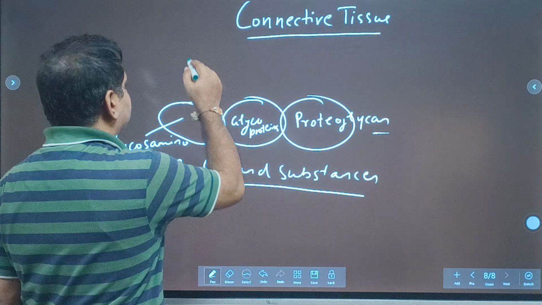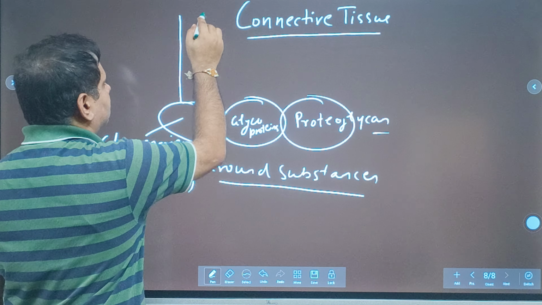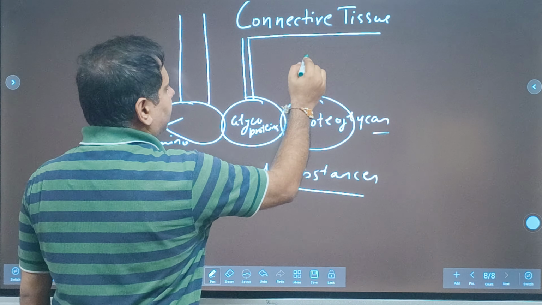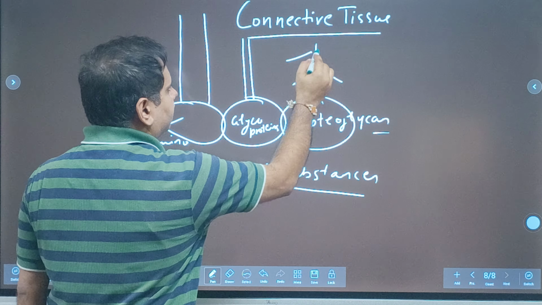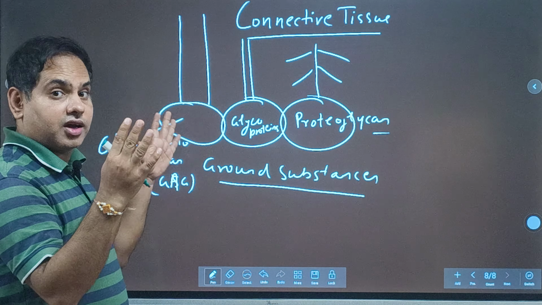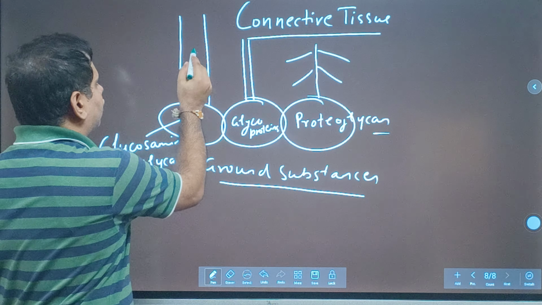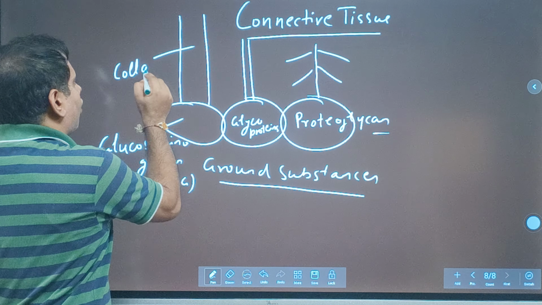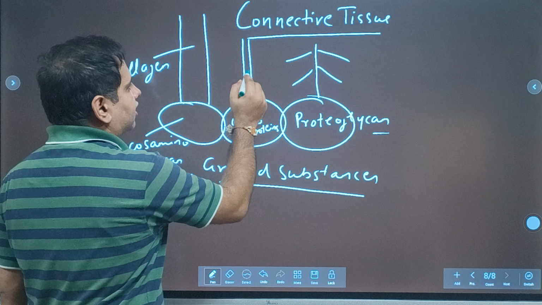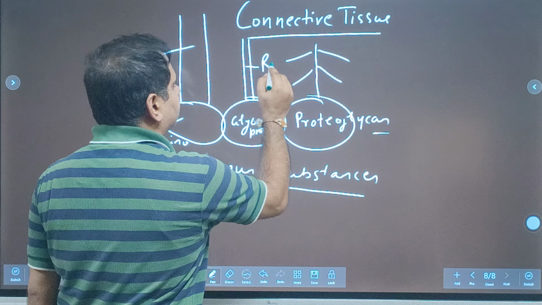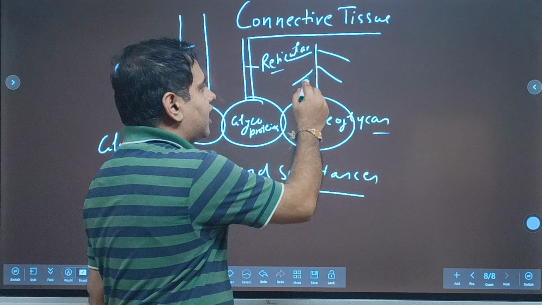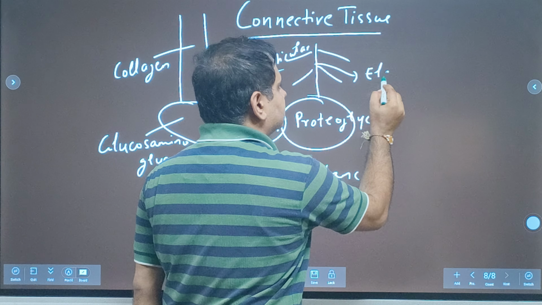Another thing in connective tissue is the fibers. Some fibers are very thick, some are thin but unbranched, and some are branched. Mainly there are three types of fibers in connective tissues. Thick, unbranched fibers we call collagen fibers. The fibers which are still unbranched but thin we call reticular fibers. Another type of fibers are branched, and we call them elastic fibers.